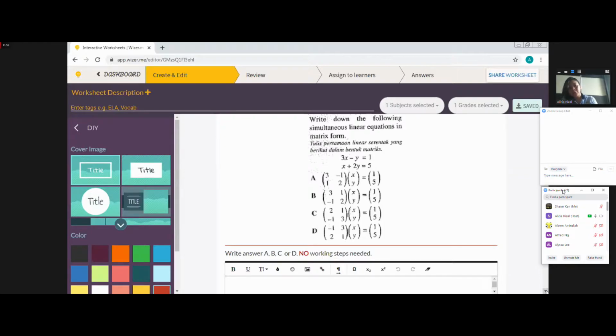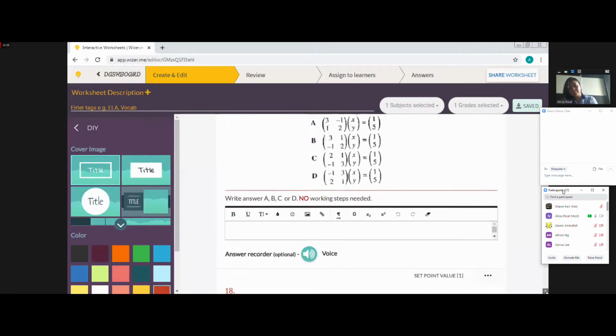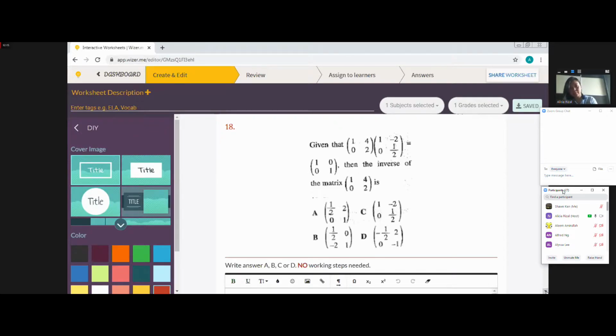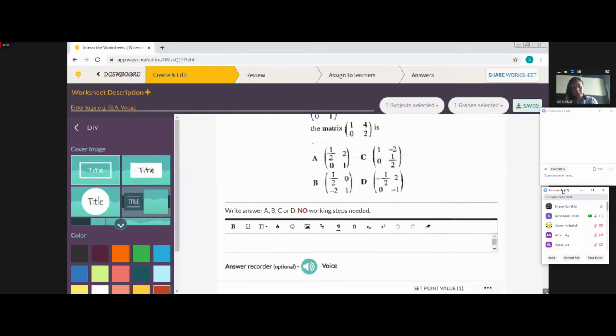Which one is the simultaneous linear equation in matrix form? I can't test you a lot on the subjective version because, like I said, you can't type it out like this. So 18 is C. It still involves identity, this time your inverse matrix. I did not give you the formula because it's an open book, so you can find the formula for an inverse matrix. So 18 is C.